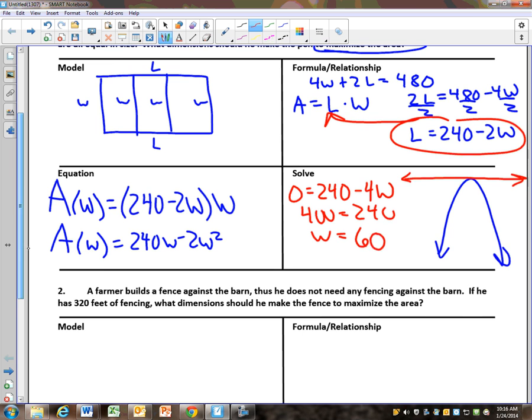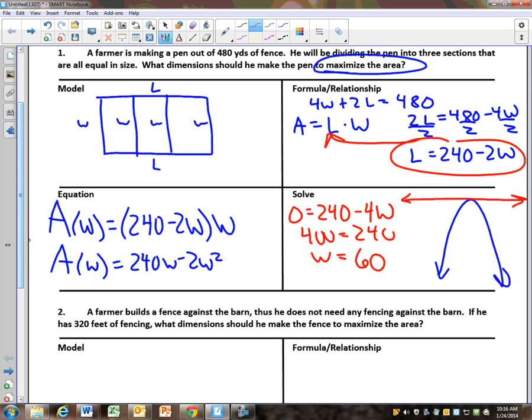So let's make sure we answer the question. What dimension should he make the pen? Width is equal to 60. How do I figure out the length? Very good. Plug it in right here. Length is 240 minus 2W, or 120. Done and done.